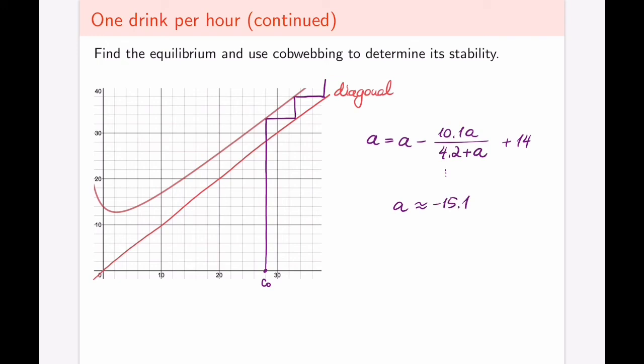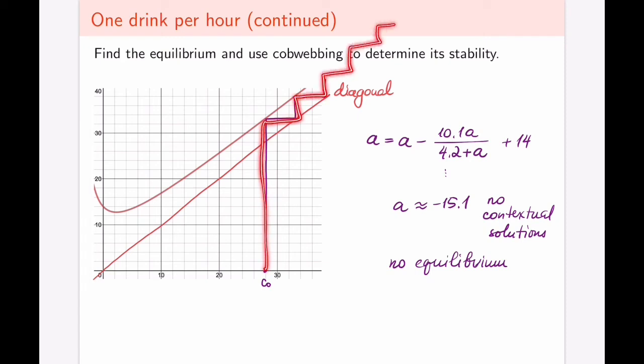Now, this is not reasonable in context where A stands for the amount of alcohol in the system, which means that there's no contextual solutions, nothing that will make sense for our model, which means that overall we have no equilibrium. Now, that means that the body will not be able to eliminate alcohol out of the system. It won't even be able to reach the maximum amount, right? So the equilibria does not exist. This will continue on this way forever.